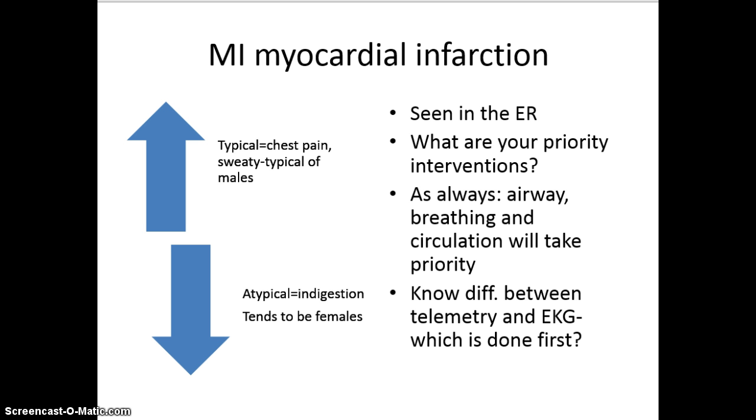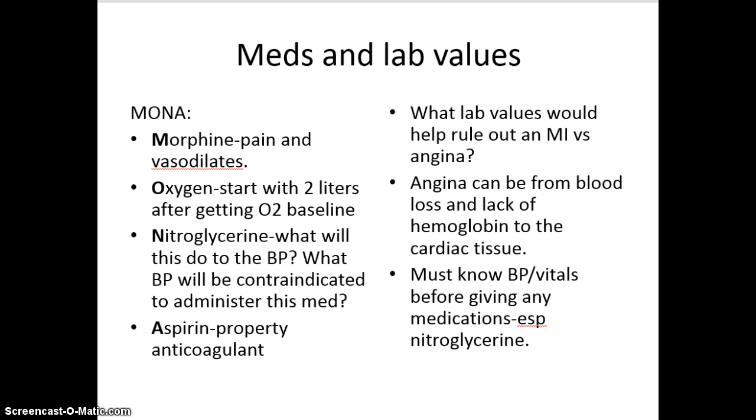So we think about not just giving the nitro. Make sure you have baseline vitals. Make sure you know where you're at with the oxygen status. Know the difference between telemetry and EKG. Which one would you do first if an older adult came in with chest pain?